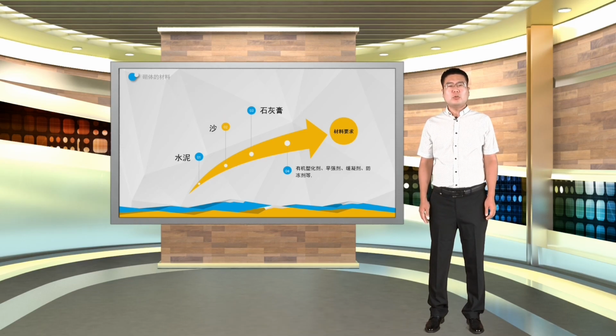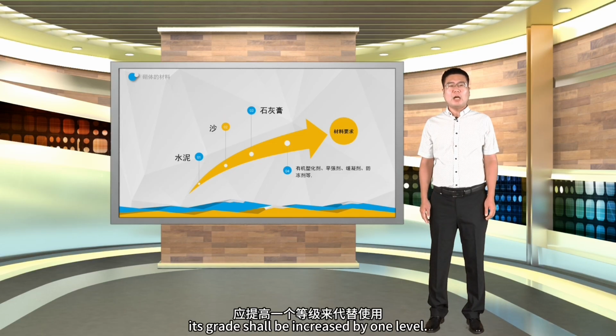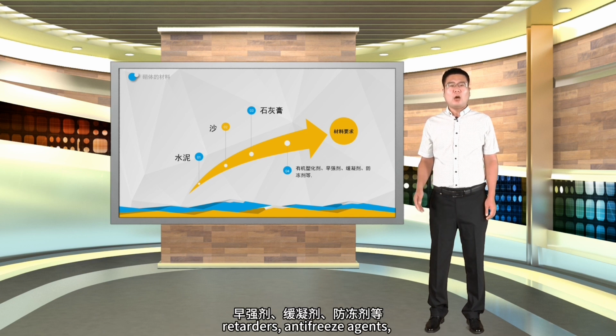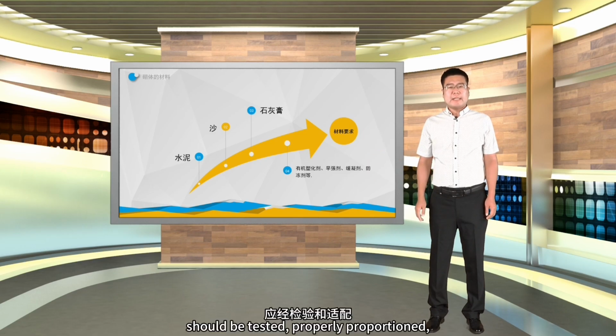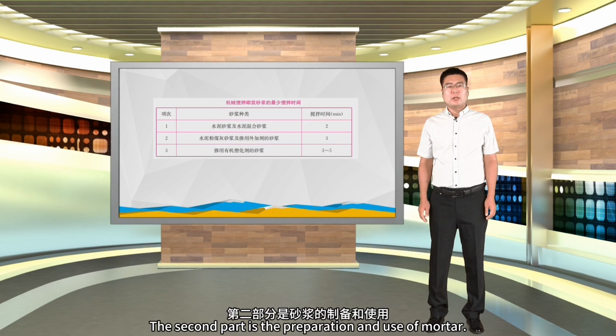During construction, when cement mortar is used as a substitute for composite mortar, its grade shall be increased by 1 level. If any organic plasticizers, early strength agents, retarders, antifreeze agents, or similar additives are added to the mortar, they should be tested, properly proportioned, and confirmed to meet requirements before use. The second part is the preparation and use of mortar.